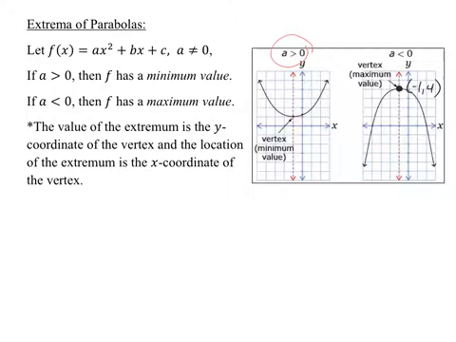So for this graph, the max value is equal to 4. Value refers to the y value. Look at the little asterisk I have here, this little note. The value of the extremum is the y-coordinate of the vertex, and the location of the extremum is the x-coordinate. So the location that the max value occurs is simply -1.